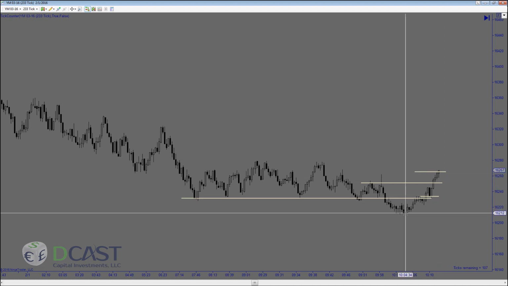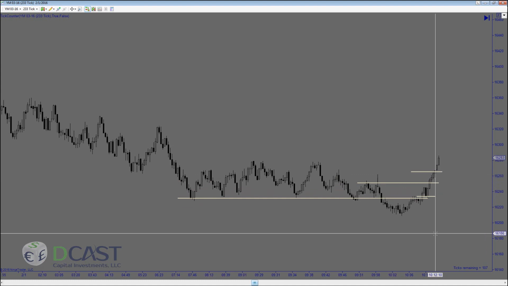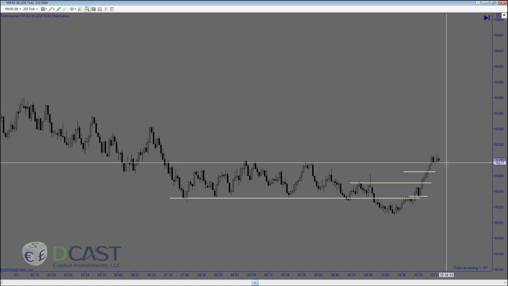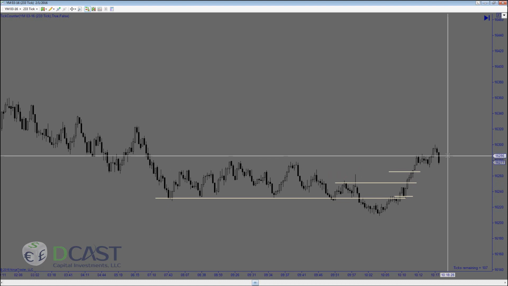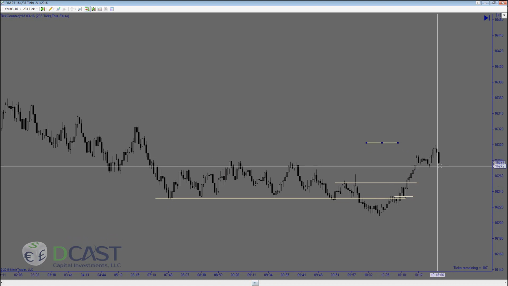So now that we have a new structure low and a new structure high all in one swing, what are we likely to see? Complex correction. So let's wait and see what price does here. We're going to wait. Looks like we may get that correction somewhere around here. Not yet. Now, okay, so now we're likely to get that correction in price here.